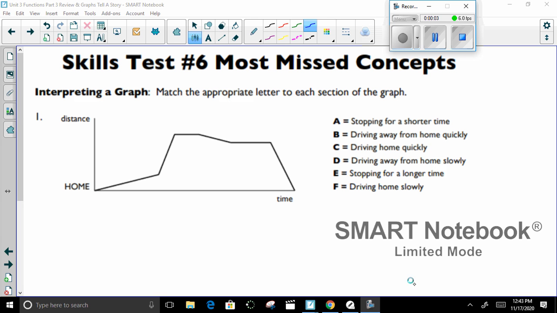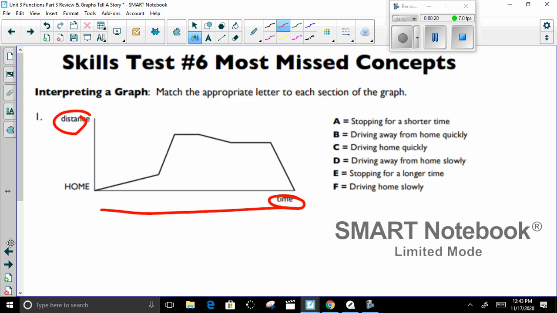Today we're going to look at how to interpret a graph and how graphs kind of tell a story. It's really important to make sure that you understand what is on the x-axis. It looks like here on the x-axis is time, and on the y-axis, your vertical axis, is distance. Home looks to me like it's right there in the center.